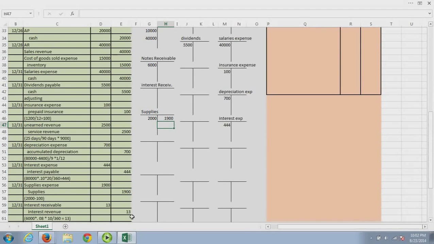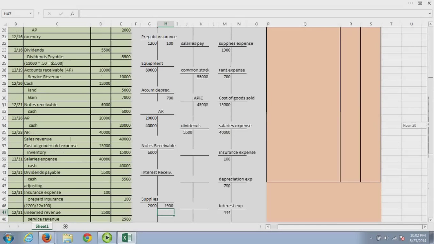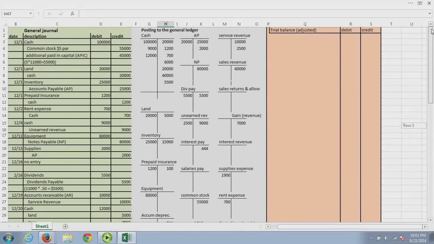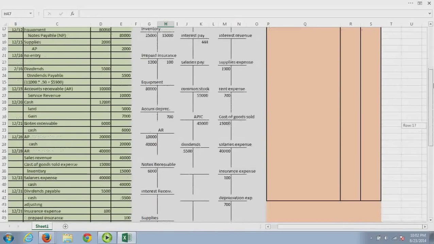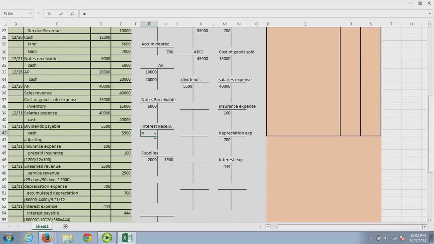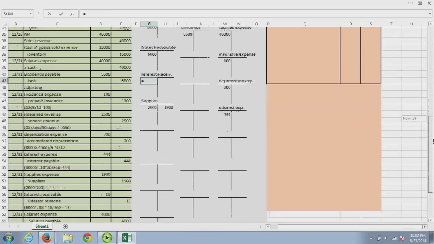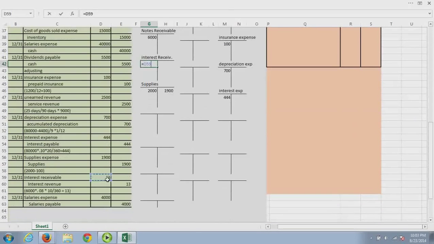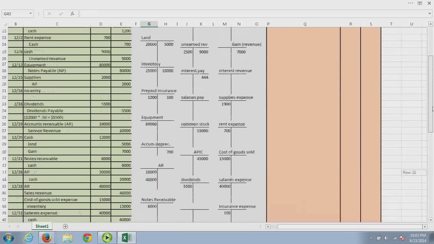And then we accrued interest on the notes receivable. So this is interest receivable, interest revenue. So it's an asset that we have here somewhere. There it is. Interest receivable 13, and then interest revenue should be with the temporary accounts. There it is.